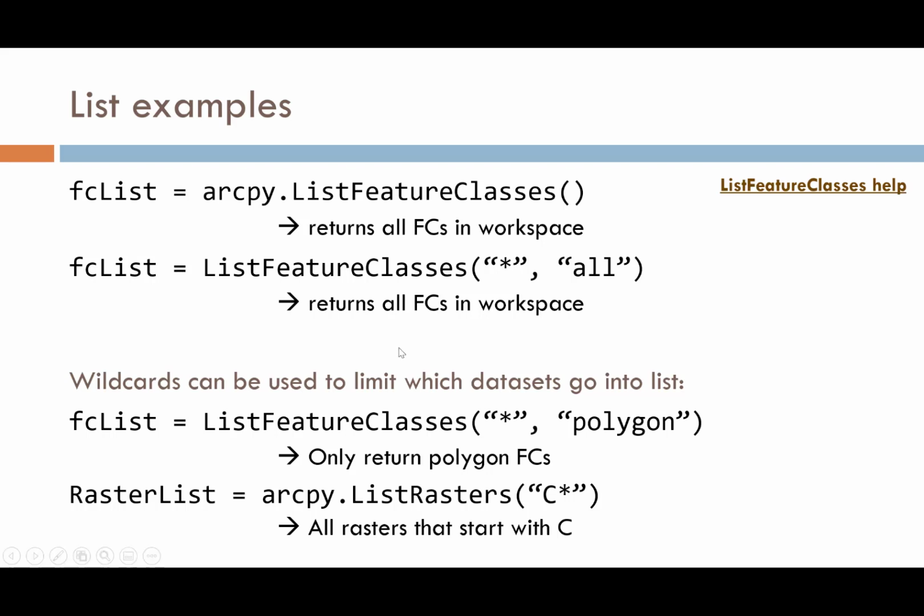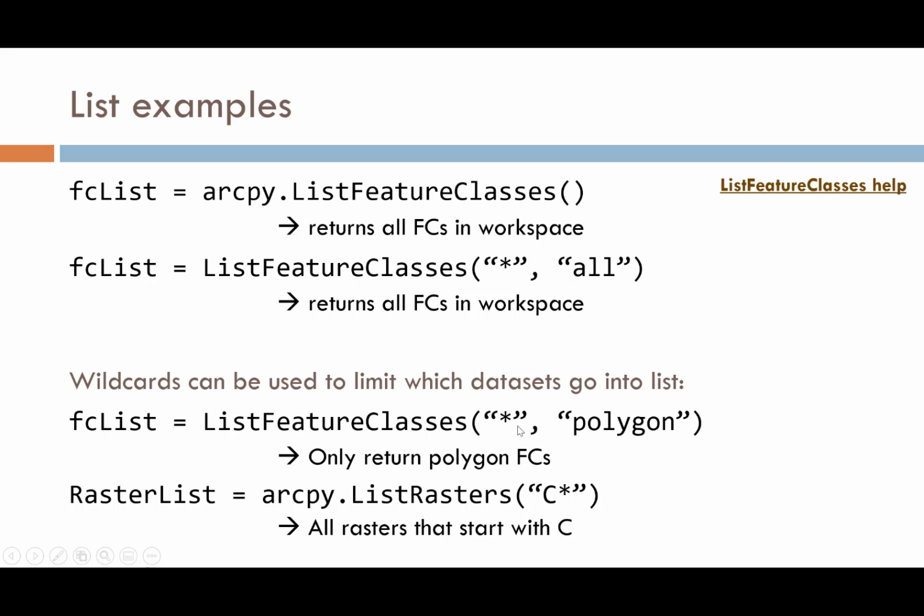Now we can see what these things are. So FC list, if we leave it blank, it'll just return everything. We're not making any filter. We can also do, in quotation marks, asterisk, comma, all, both as strings. That is the same as leaving it blank. They're the same thing. And then down below, here are some examples of how we could limit it.